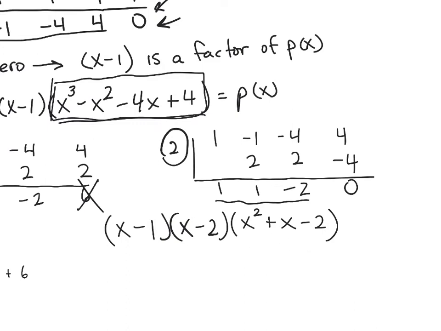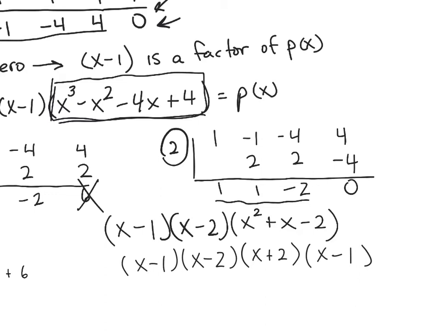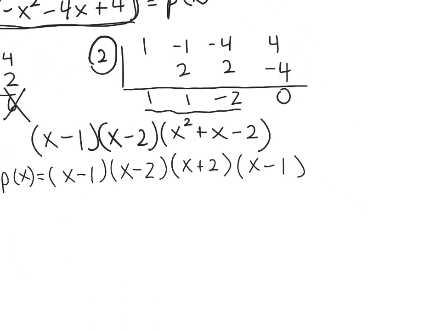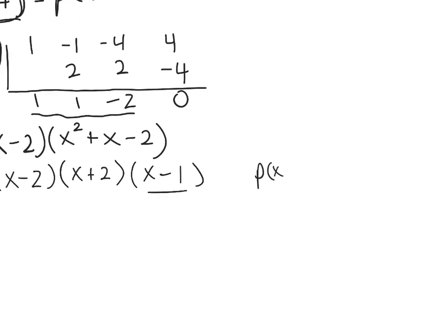So now you can either factor this quadratic quotient using simple factoring techniques, or if it doesn't factor, you can use the quadratic formula. So x squared plus x minus 2 factors into x plus 2 and x minus 1. So we have all 4 factors of p of x. And if we wanted to condense this, since we have repeated factors, you could write this as p of x equals x minus 2, x plus 2, and x minus 1 squared.